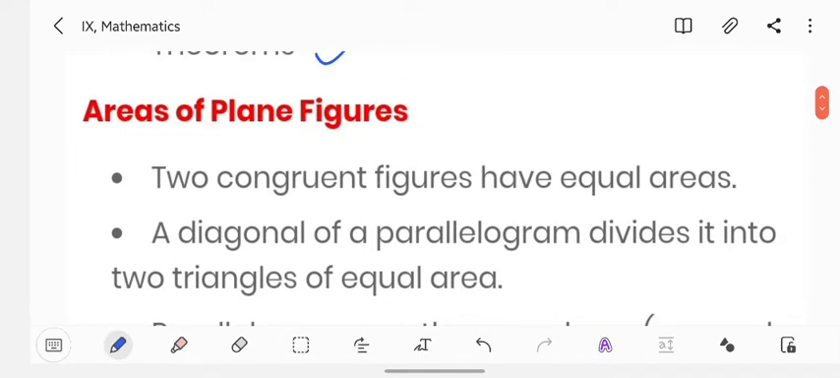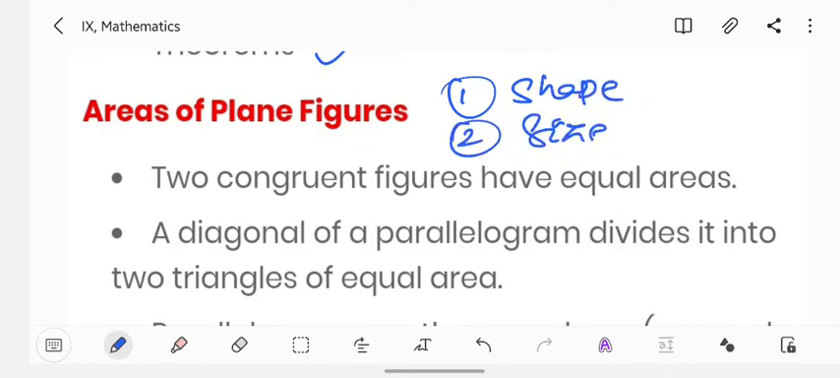Two congruent figures have equal areas. Right? So what are congruent figures? First of all, we need to understand that. For congruent figures, we need to have two things in common. The first one is the shape and the second one is the size. Two figures are said to be congruent if they have equal shape as well as size.